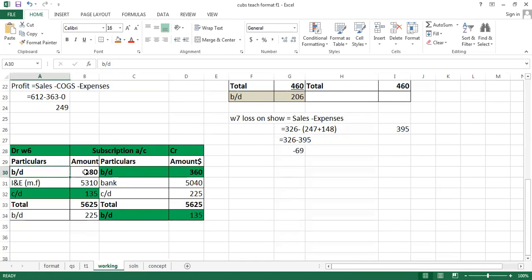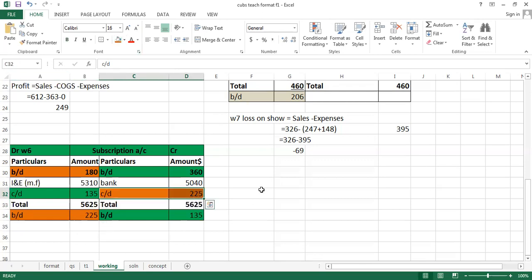So see here, opening balance 180. Debit side, closing balance below the total line. Debit side, and this will come as CD above the total line on the other side. Okay, so this is how we place the opening and closing balance.